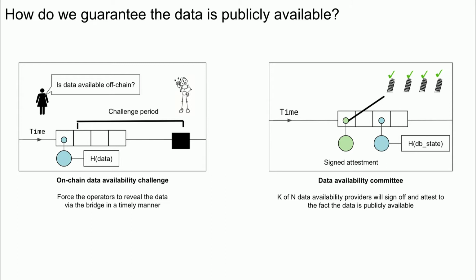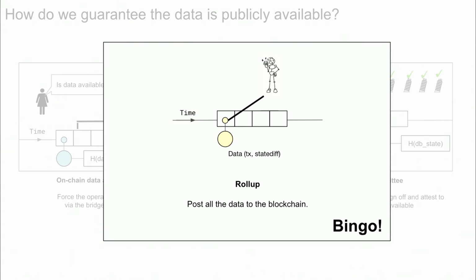Plasma tried to do an on-chain challenge, and obviously that failed. Some teams are now relying on data availability committees, where you have 10 parties. You assume one is honest, and they'll all sign off that the data is available. And of course, rollups just take the data and send it directly to the bridge. And that's how we guarantee it's available, because it was posted to Ethereum at one point in time.